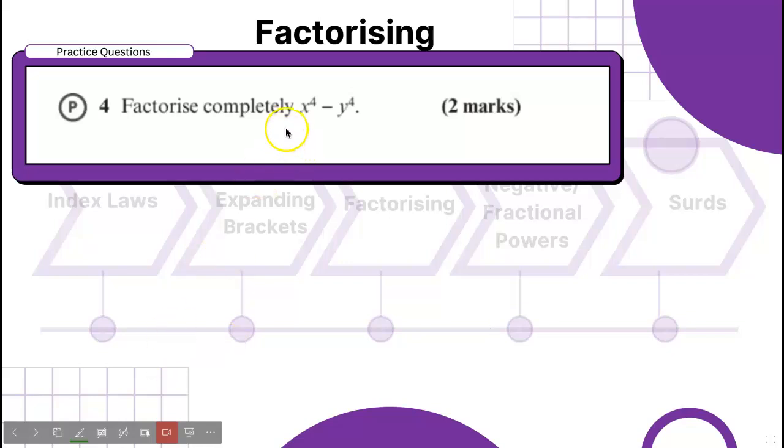Let's try this one. Factorizing this completely. So it is x to the power 4 minus y to the power 4. We don't have any formula to discuss difference of powers 4, but we have difference of squares. So can we write 4 to be squares? Yes, we are going to be using powers of powers.